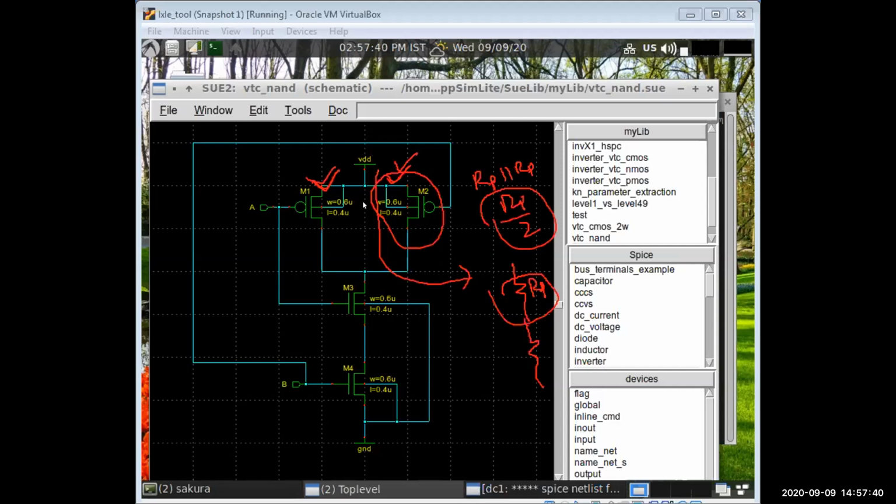So the worst case condition is that at any time one transistor will be on. Because if any one of the transistors is on, the output will come because the path will be complete. So when one transistor is on, this one is off, so the resistance is infinity for this path. So if you do that, infinity parallel Rp, what is the resistance?